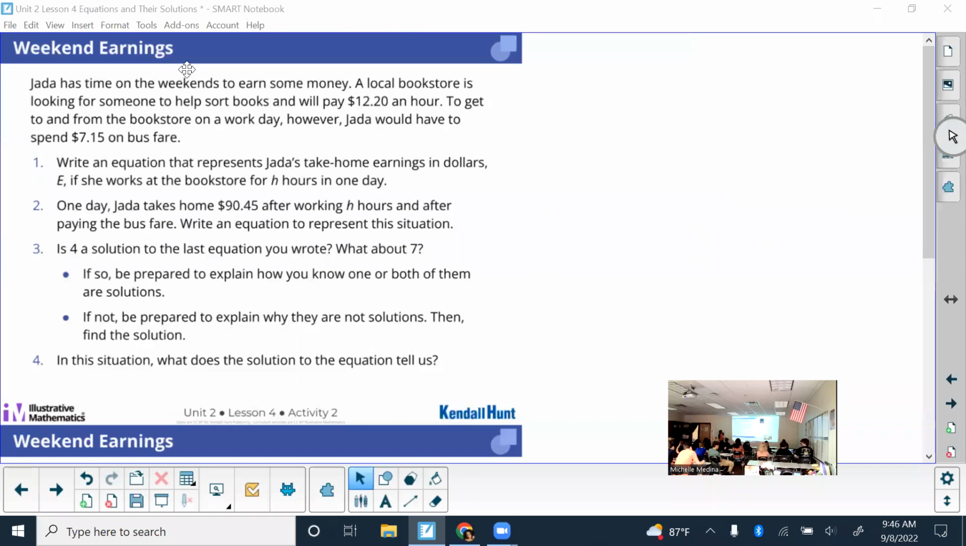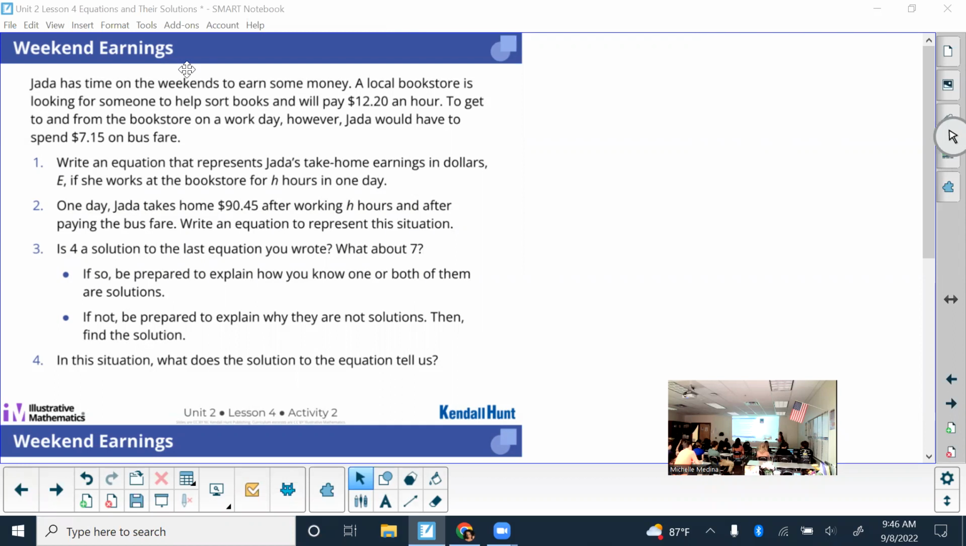Weekend earnings. Jada has time on the weekends to earn some money. A local bookstore is looking for someone to help sort books and will pay $12.20 an hour. To get to and from the bookstore on a workday, however, Jada would have to spend $7.15 on bus fare.